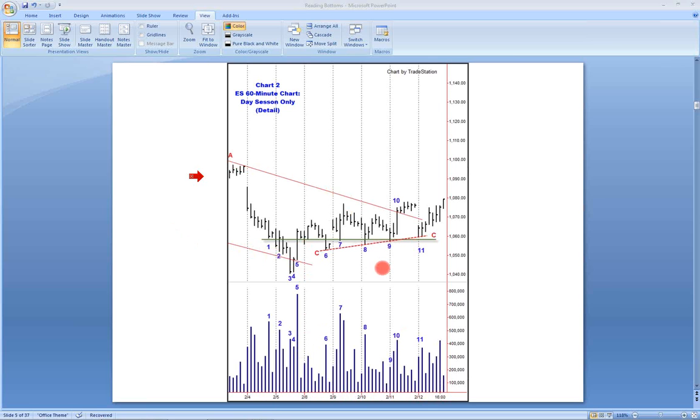Now, ignore 1 and 2 for the moment. We'll come back to that. Notice at 3, we dip down and drop down below the demand line. We get oversold in the trend channel. Okay? This is the first time that this has happened.